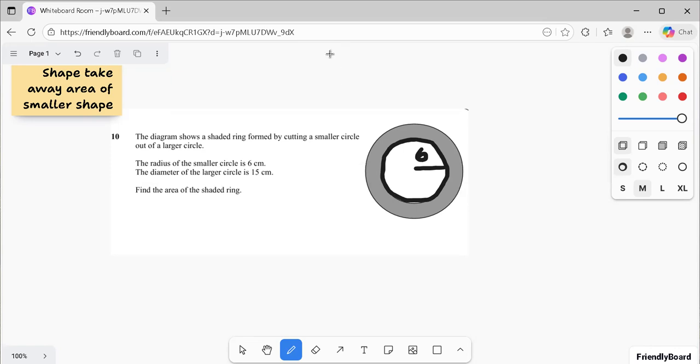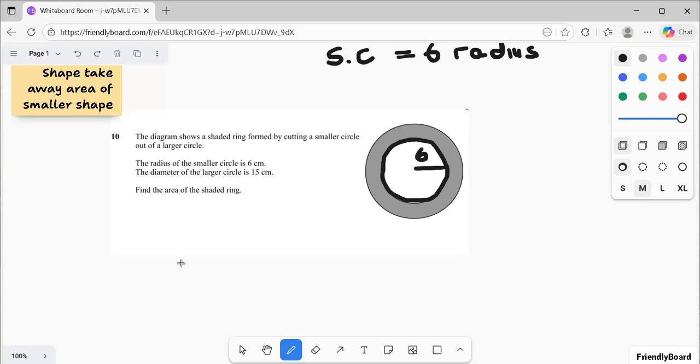Then I write down SC, standing for smaller circle, is equal to 6 radius, because I will need this information. Okay, and then what else did they say? So I have written that it is 6 there.